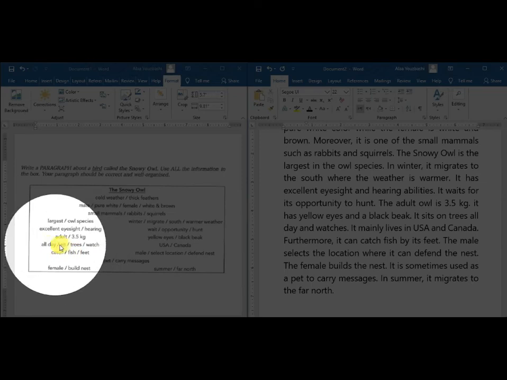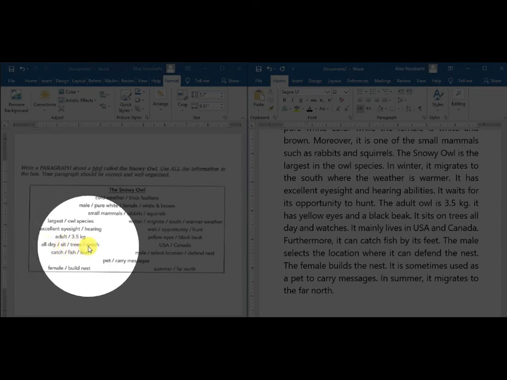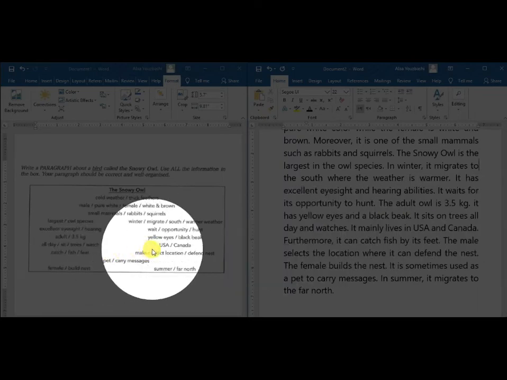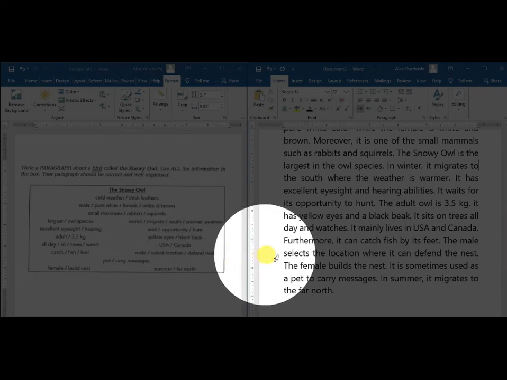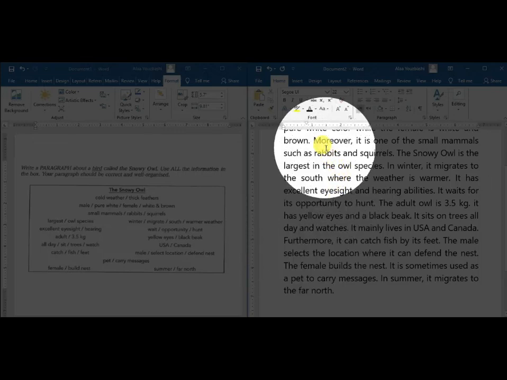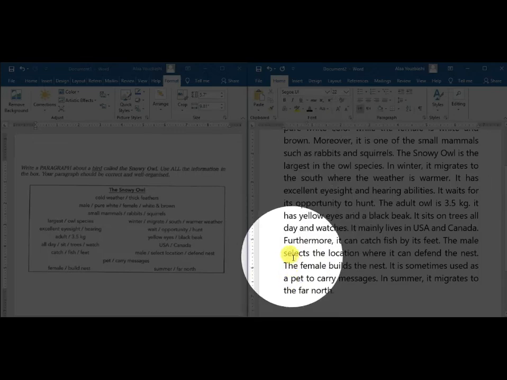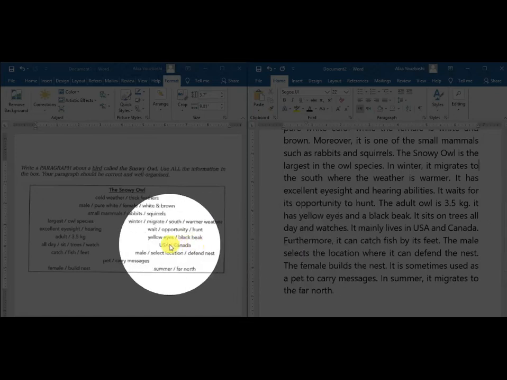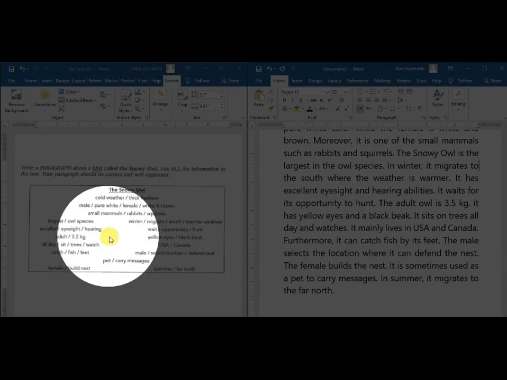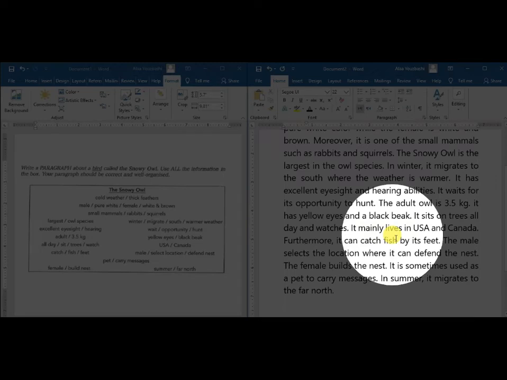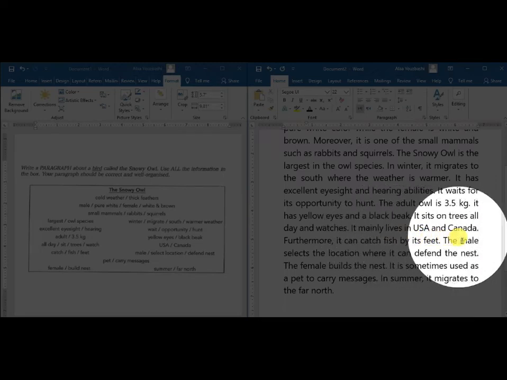Next, we can say all day, sit, trees, watch. What does it do? It sits on trees all day and watches. So it sits on trees all day and watches. USA, Canada. Again, I need to link sentences, so I can use a word like furthermore. Remember the first time I used moreover. This time I'm using furthermore. Before furthermore, here we said USA and Canada. So basically, it mainly lives in USA and Canada.